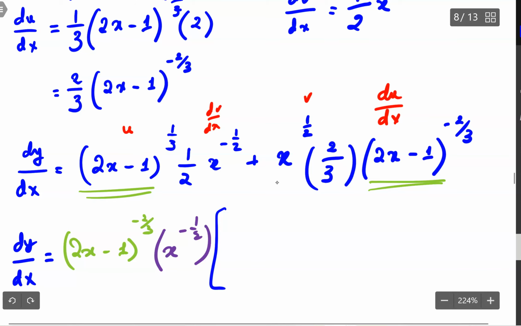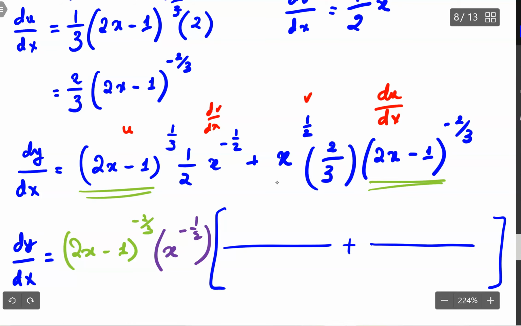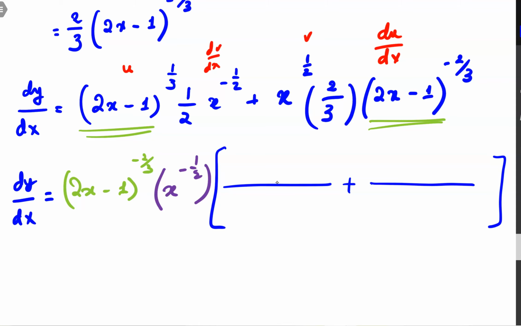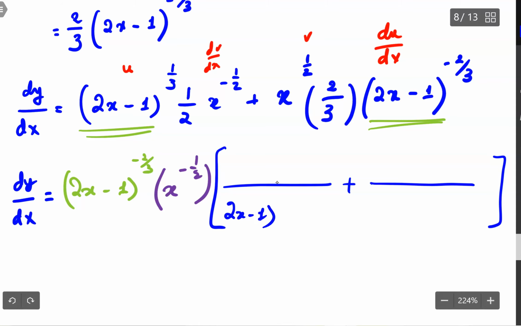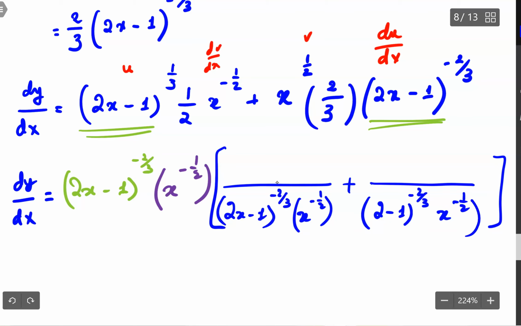Now, inside the bracket, here's what I have to write. I just want to prepare the step ahead. It means that my 2x minus 1 to the negative 2/3 times x to the negative 1/2 will have to be divided into each term inside the bracket. So on top, what I have is 2x minus 1 to the 1/3 times 1/2 x to the negative 1/2. For this term, you see that the x parts cancel out.